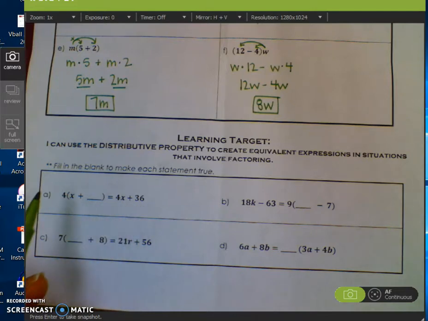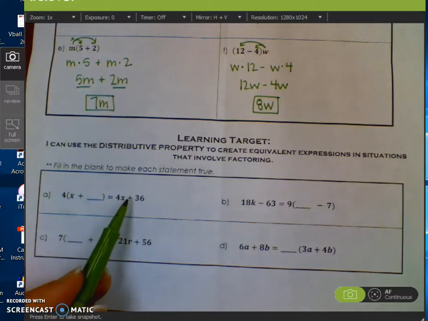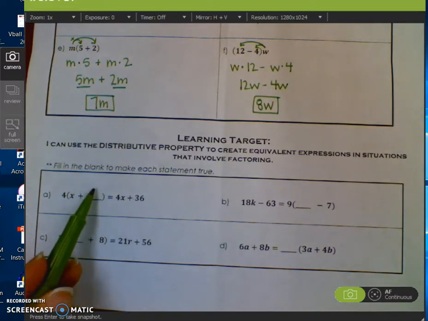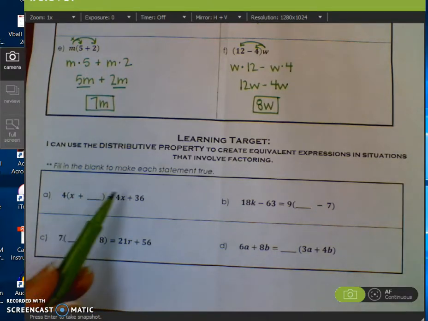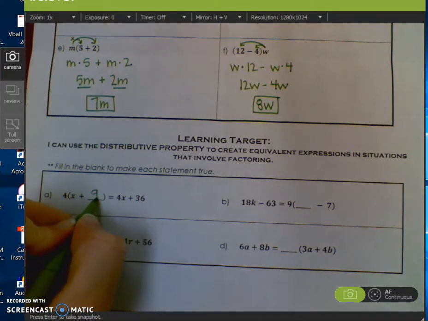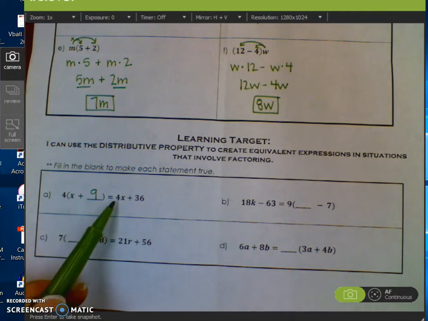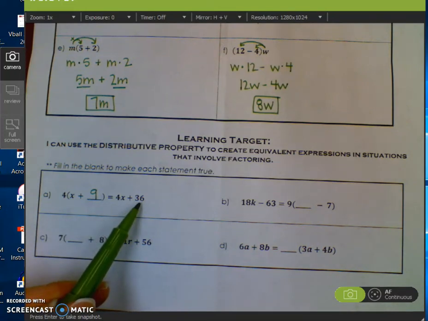So you should notice that they did 4 times x to get 4x, and they brought their plus sign over. So what we're asking ourselves is, in this blank, 4 times what gave us 36? And we know that 4 times 9 gives us 36. So 4 times the quantity x plus 9 is equivalent to 4x plus 36.